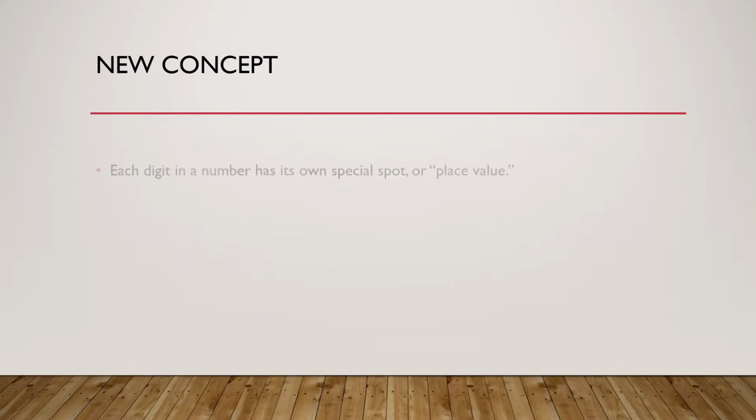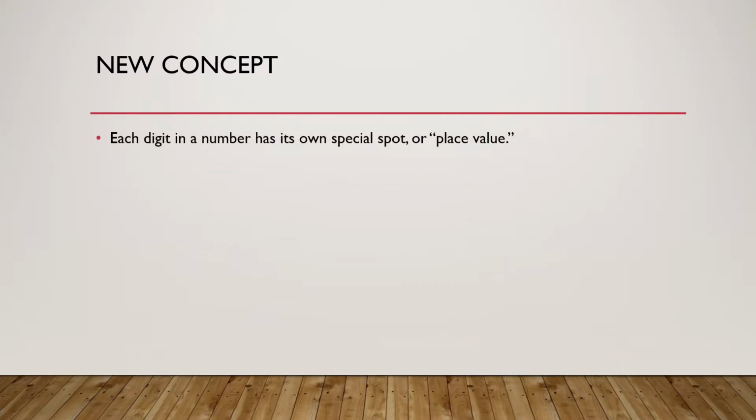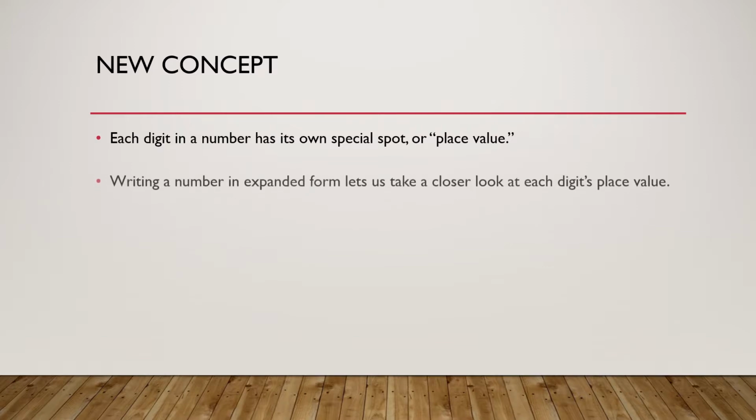For our new concept today, we're going to start with talking about place value. We talked about digits already. Each digit in a number has its own special spot. That special spot is called its place value. You've learned about this before when you learned about the ones place, the tens place, the hundreds place, and it goes up forever and it also goes down forever. We'll talk about decimal place values later on in math.